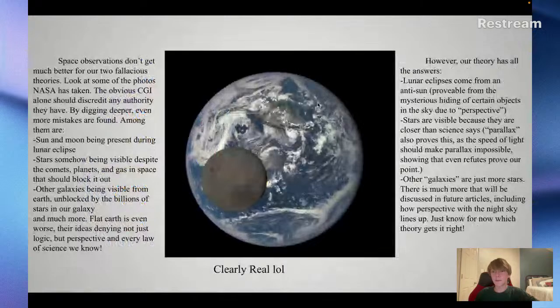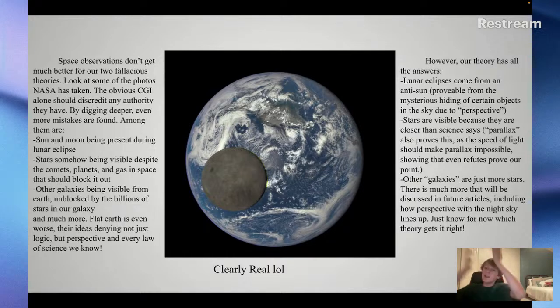Space observations don't get much better for our 2 fallacious theories. Look at some of the photos NASA has taken, right? Where would it be? There, or would it be there? Hold on. So I'm on the bottom. Am I pointing the right way in the live stream when I look there? Look either there or there, whichever one's right. So hold on. Yeah, there. Look at that thing. The obvious CGI alone should discredit any authority they have. By digging deeper, even more mistakes are found.